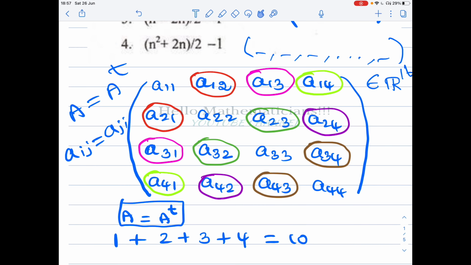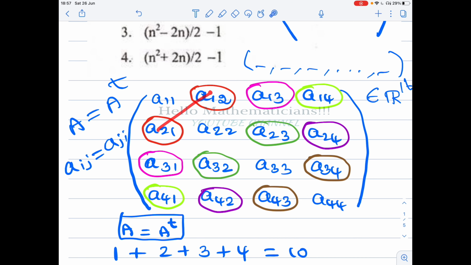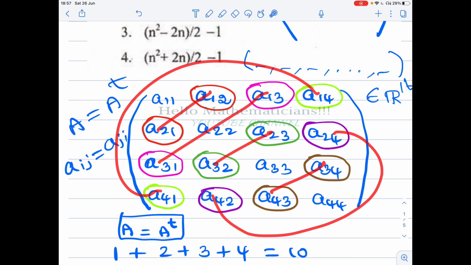Basically, each pair of these off-diagonal entries should be the same.